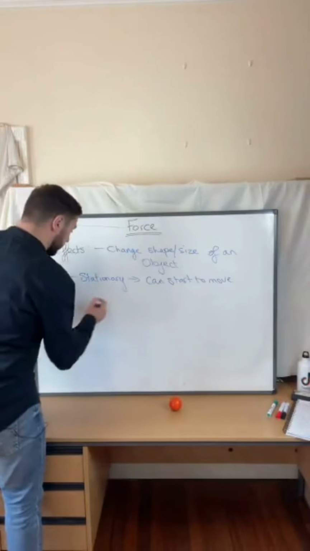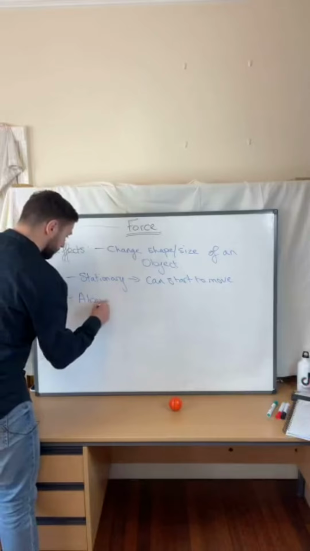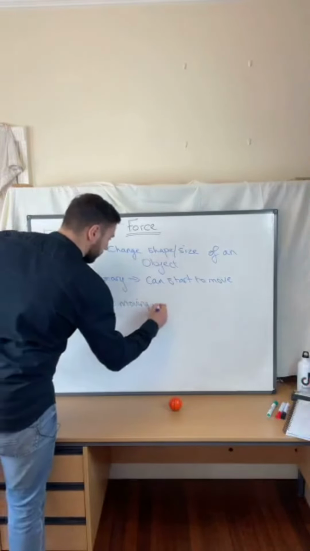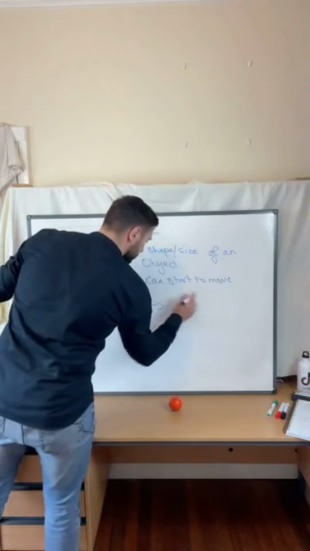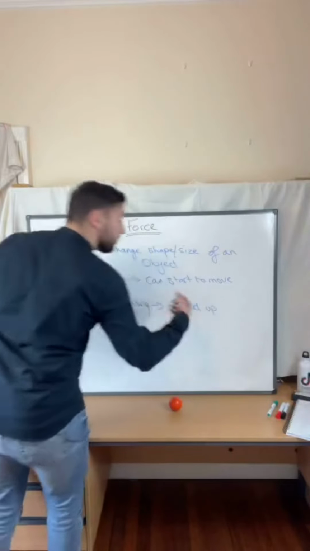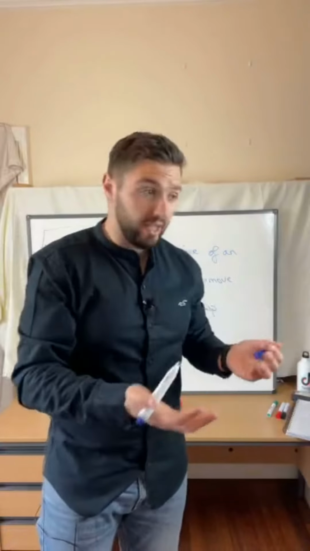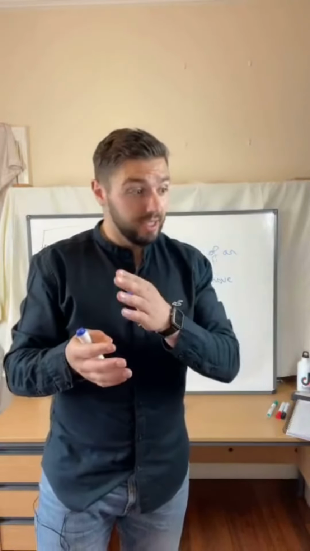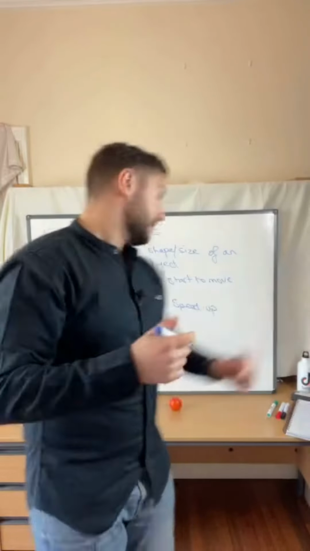You could also have the idea that if it was already moving, we could end up speeding that object up. So if I applied a force to something that was already moving, it might speed up. Think of a car that's at 20 or 30 miles an hour.